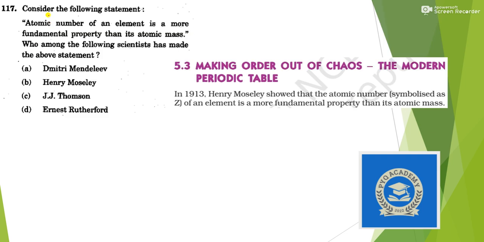Next is consider the following statement. Atomic number of an atom is a more fundamental property than its atomic mass. Okay, and this statement is directly given in NCERT. It was given by Henry Moseley. Okay, which showed that atomic number of an element is more fundamental property than atomic mass. So answer is option B, Henry Moseley.